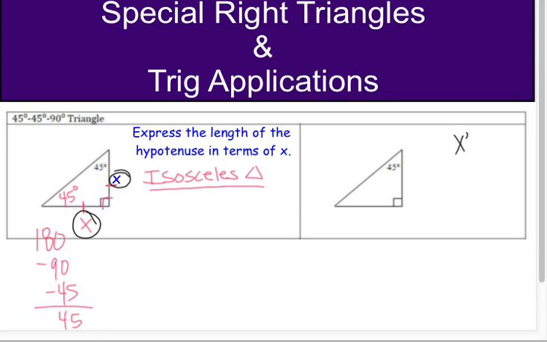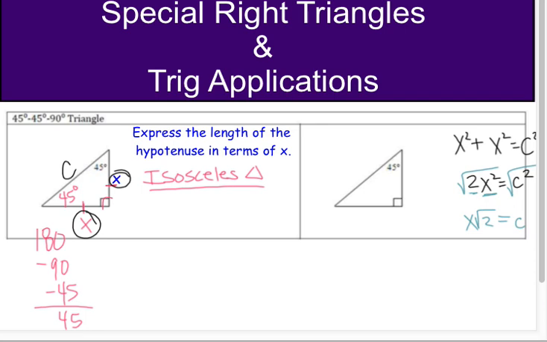I would have x squared plus x squared is equal to, well, I'm trying to find the hypotenuse, so I'm going to call it c. So c squared, using my Pythagorean theorem. x squared plus x squared is equal to 2x squared is equal to c squared. If I want to solve for c, I need to take the square root on both sides. The square root of 2 is an irrational number, so I'll leave it as the square root of 2. And the square root of x squared will just give me x, so it's going to be out in front. So that is equal to c.